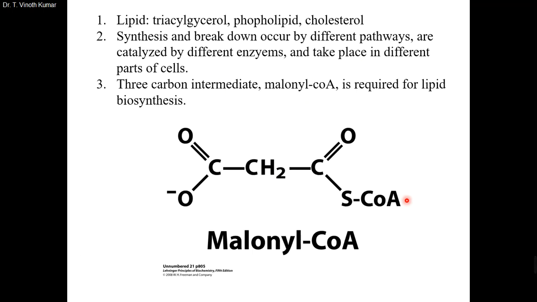So the next one is malonyl CoA. Malonyl CoA is a major starting material for fatty acid synthesis. For lipids, triacylglycerol, phospholipid, and cholesterol, all the synthesis needs malonyl CoA, and synthesis and breakdown occur in different pathways, catalyzed by different enzymes, and take place in different parts of the cells. The 3 carbon intermediate, malonyl CoA, is required for lipid biosynthesis. That is why, this is 3 carbon: 1, 2 and 3.